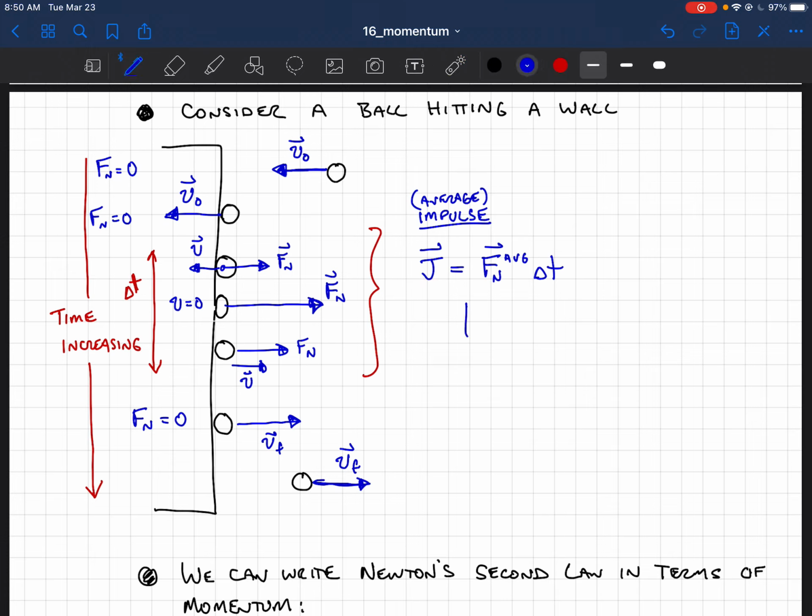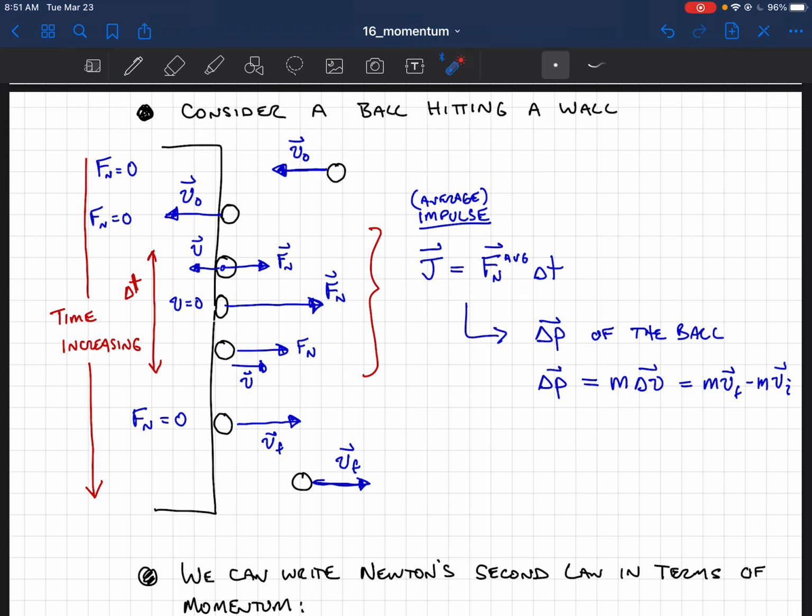What should that do? Well, that thing should give you a delta p of the ball. And what is delta p? Well, delta p is equal to m delta v, which is m times v final minus m times v initial. So we can actually see what that is from this picture, because this is just a vector addition. It's going to be a mass, which is just a number, times the final velocity vector minus that same number times the initial velocity vector. So what is the delta v vector? Well, let's do the little vector addition.